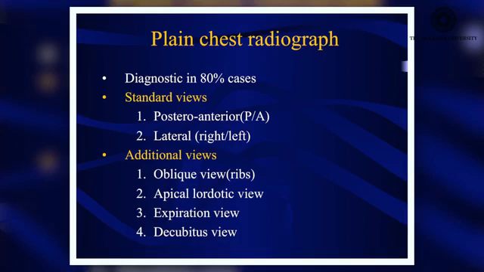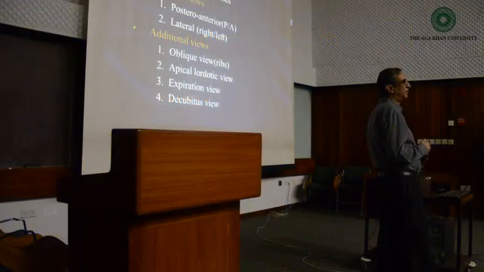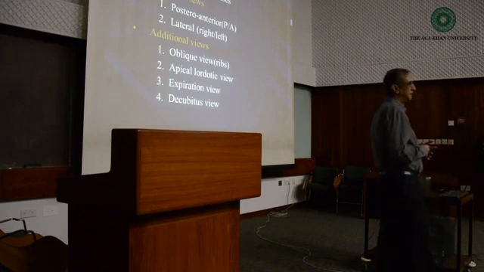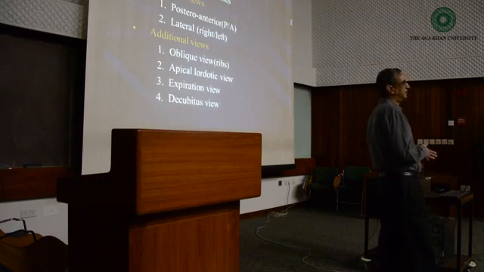Decubitus view is when the person is lying to one side. If the left side of the body is in contact with the couch or the bed on which he is lying, then it would be a left decubitus view. The part which is dependent, in contact with the X-ray table or couch, or even at the bedside, gives you the decubitus view.